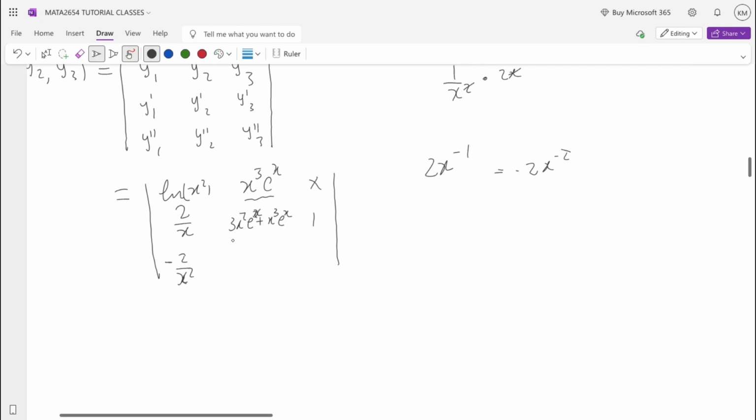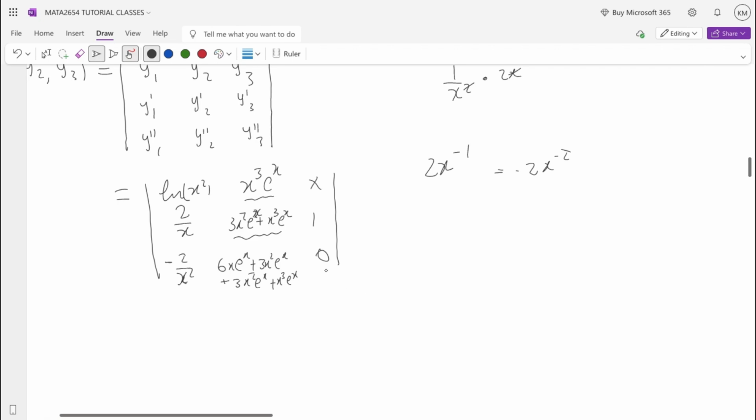Now the derivative of this one, we apply the product rule twice. So it's going to be 6x e to the x plus 3x squared e to the x. Then for this one, it's just going to be this thing repeating itself, so I'm going to write it below here: plus 3x squared e to the x plus x to the third e to the x. Then the derivative of 1 is just going to be 0.